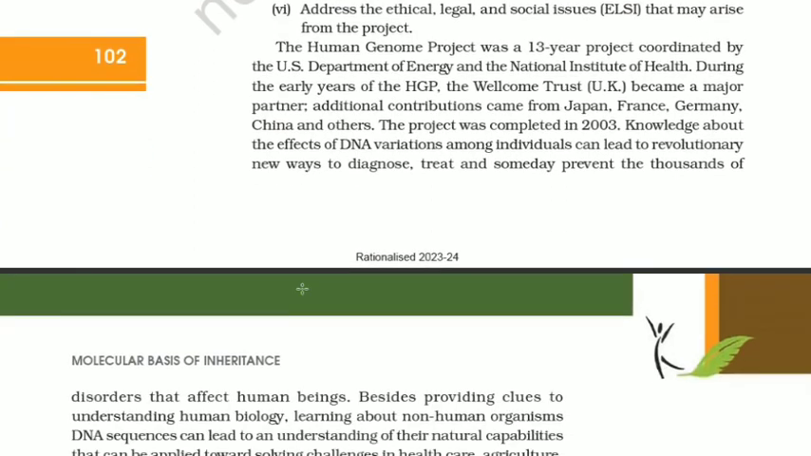The Human Genome Project was a 13-year project coordinated by the US Department of Energy and the National Institutes of Health during the early years of the HGP. The Wellcome Trust, UK, became a major partner. Additional contributions came from Japan, France, Germany, China, and others. The project was completed in 2003.